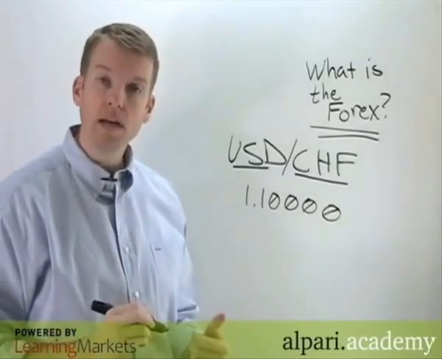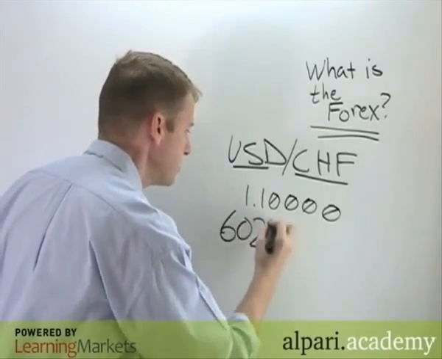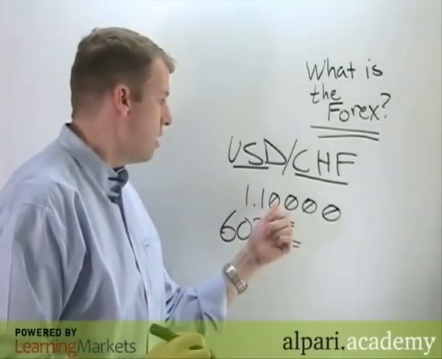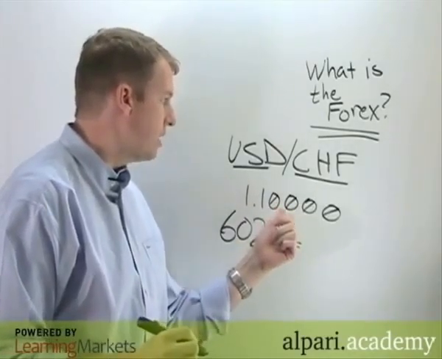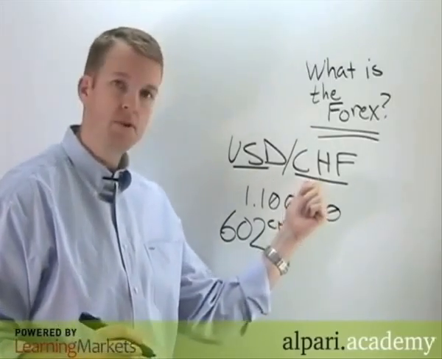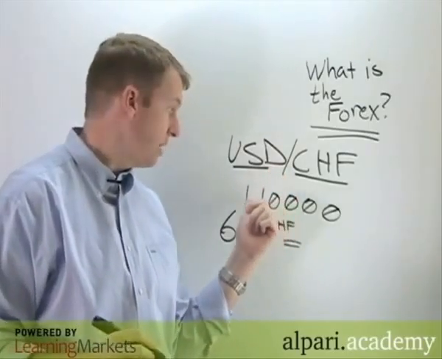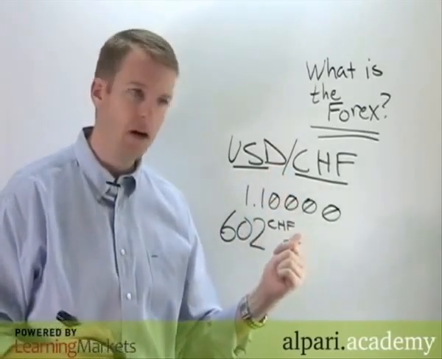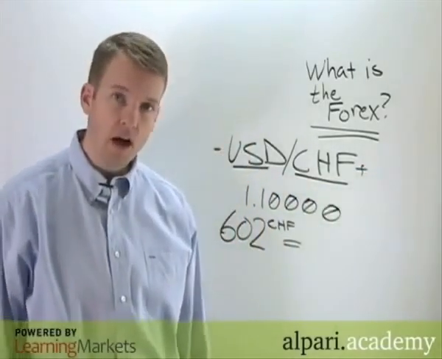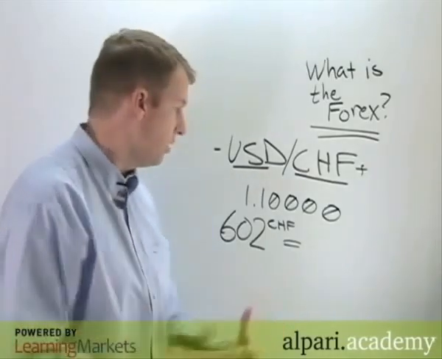But this actually worked out in our favor, because what's really happening here is that we have our 602 francs and we're going to convert them into dollars. But now it costs fewer francs. The exchange rate has dropped, so now it only costs 1.1 francs to buy a dollar, where it used to be a little better than 1.2 francs to buy a dollar. So the franc has actually increased in value versus the dollar. This is the way that a Forex transaction works.